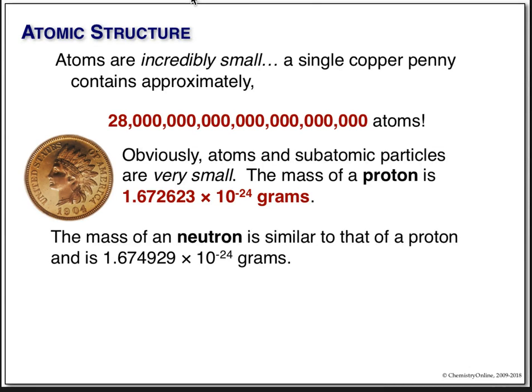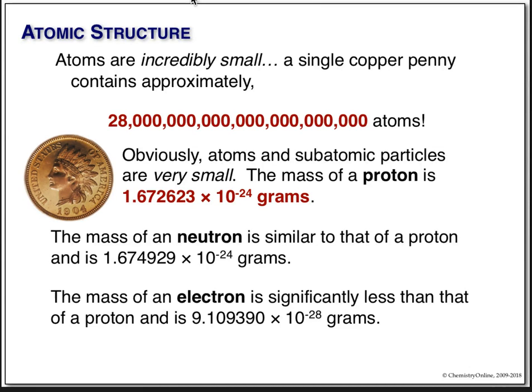A neutron is darn near equivalent to a proton, same mass. An electron is much, much less, at least 1,000 or more less. Now, this is interesting because this tells us that virtually all of the mass of an atom is contained in the little tiny nucleus in the middle. And the big space around it doesn't contribute much to the mass at all.